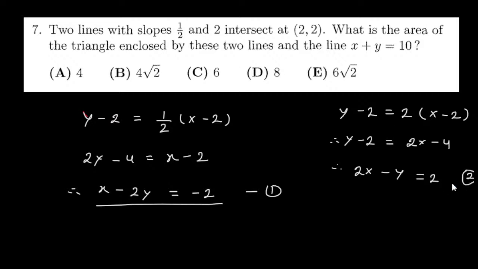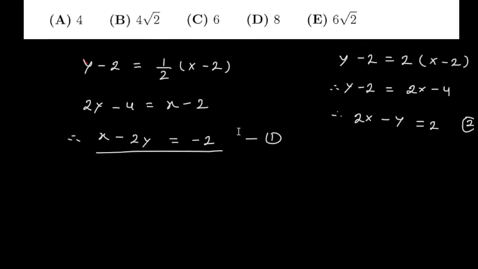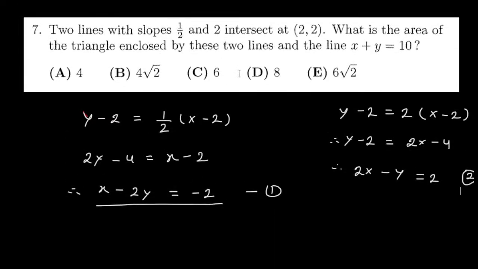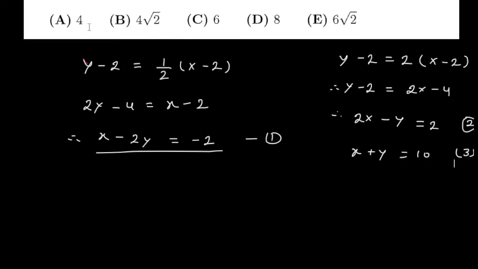Second equation. So for the triangle I have one equation, x minus 2y equal to minus 2, the other 2x minus y equal to 2, and the third they have already given. The third equation is x plus y is equal to 10. Now the two lines are given. What is the area of the triangle enclosed by these two lines and the line x plus y equal to 10? So now I have to find out the area. Okay, so let us first draw the 3 lines.